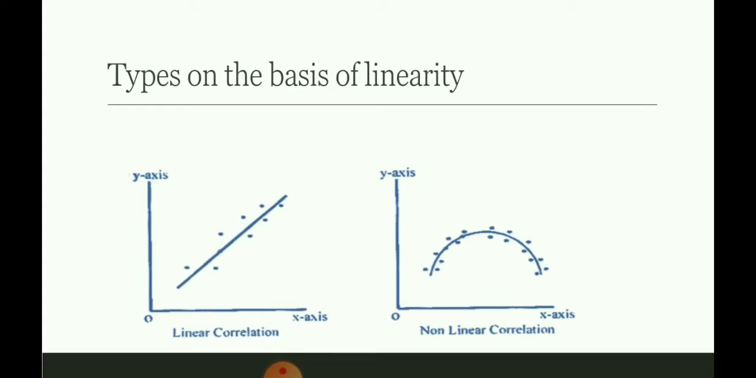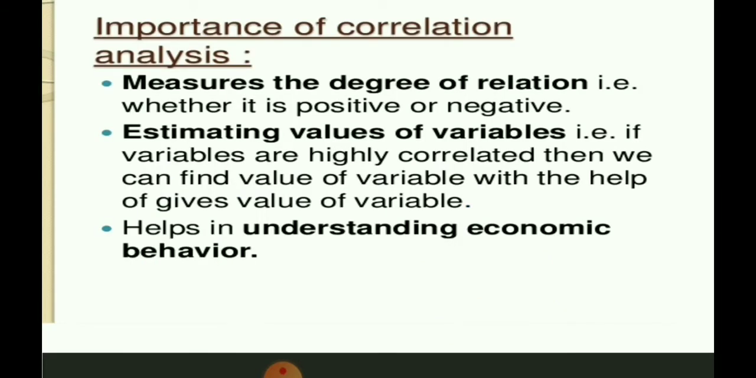So these are the types. You have to make notes and write all the types here. Now next is the importance of correlation, or what is the need to study this thing. So what is the need? Because it measures the degree of relation, whether two quantities are positively or negatively related. We came to know this after studying it.